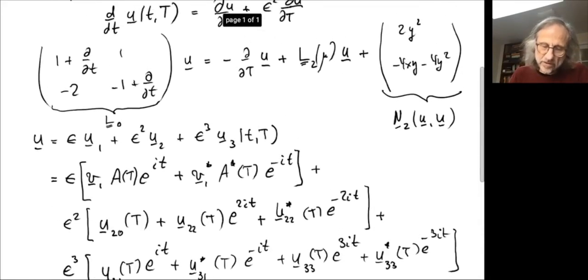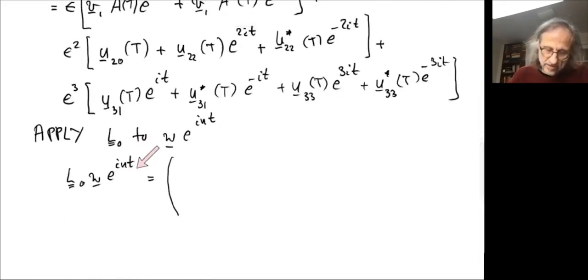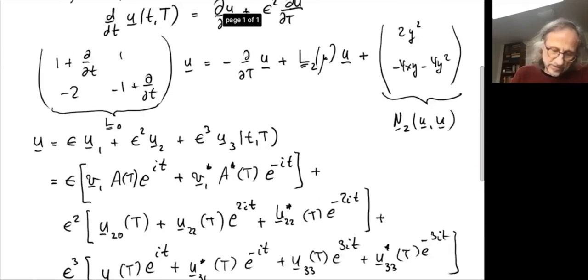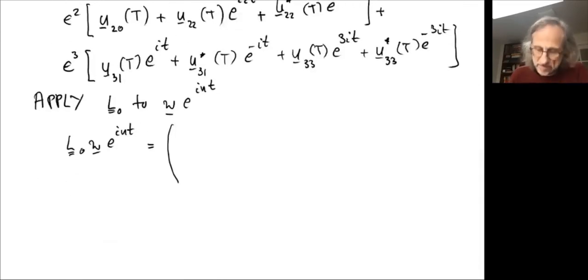What I really want to do is transform this operator, where there are derivatives, into a simple matrix. So I only want to apply the time derivative, which for my exponential will simply bring down an i n. And so this thing will be transformed into a matrix: 1 plus i n, 1, minus 2, minus 1 plus i n. Okay, so let's write that down. It's the matrix 1 plus i n, 1, minus 2, minus 1 plus i n, times w.